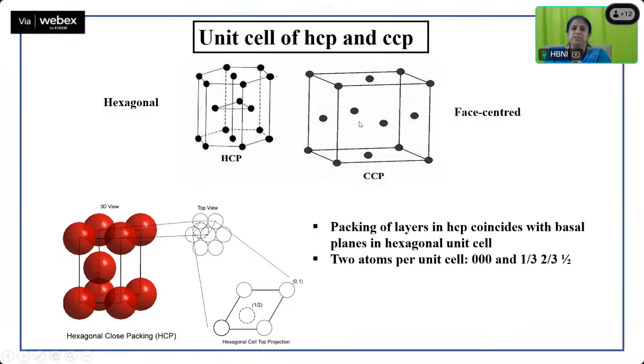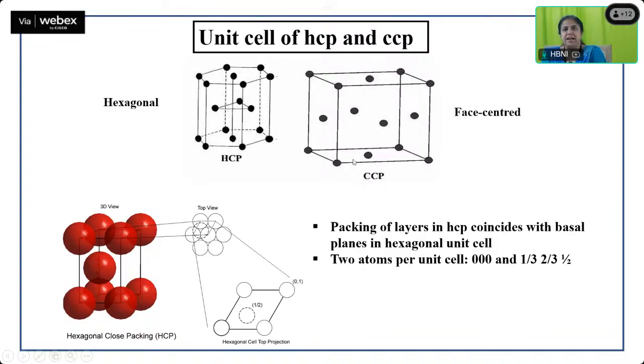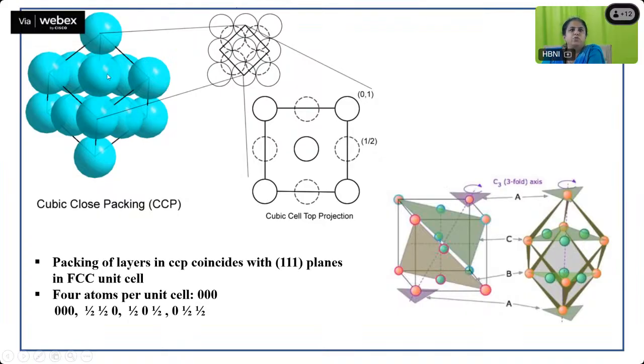But in case of CCP, it is a little difficult to visualize. It doesn't coincide with the close packed layer. The base of your cube, this base that you are seeing here, doesn't coincide with the close packed layer. The close packed layer actually is along the 111 plane. So if you can imagine, your unit cell is kind of tilted in this way. Now you see this is layer A, this is layer B, this is layer C, and this is again layer A. So this is how your unit cell is placed in it.